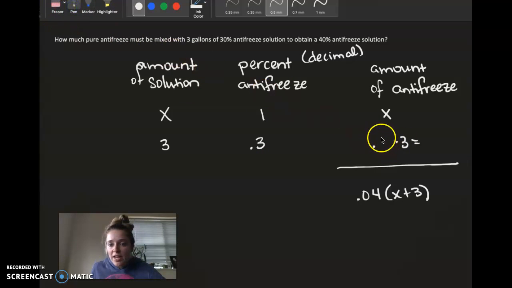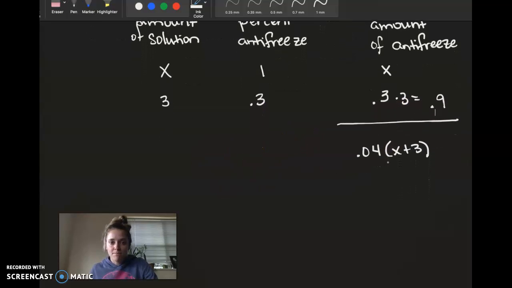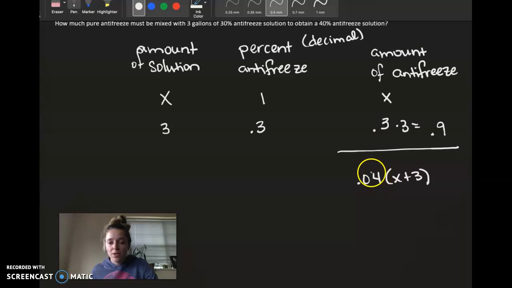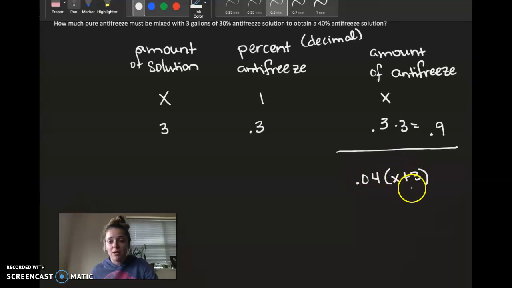The third column that I have is the amount of antifreeze that's in that solution. So x times 1 is just x amount of antifreeze. 3 times 0.3, well, what is that? That's going to be 0.9 gallons of antifreeze for that 30% mixture. And then we know total we want a 40% mixture, and we know the amount of the solutions that we'll have will be x for the pure antifreeze and 3 gallons for the 30%.